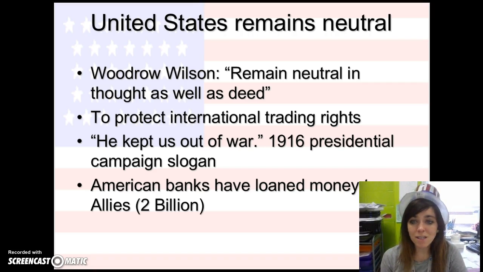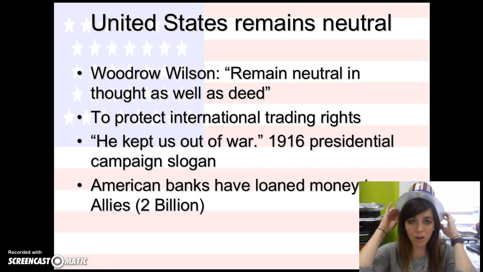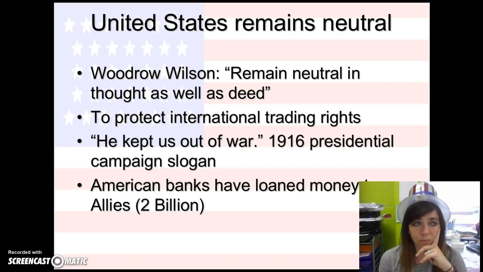Okay, because if you side with one country, then you can't trade with the others. In 1916, he was reelected because the slogan they used was, he kept us out of war, which is interesting because in 1917 they're going to go to war. But think of presidential campaign slogans, like Barack Obama's was, yes we can, or about change. A slogan really does help people get elected if you have the correct slogan.